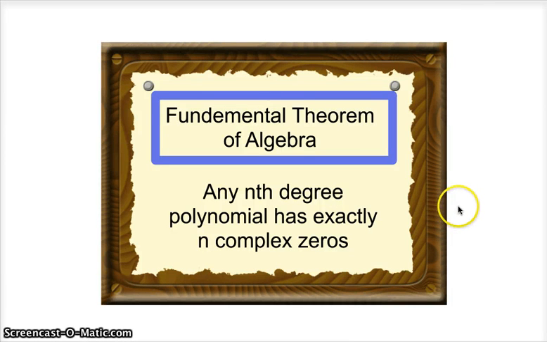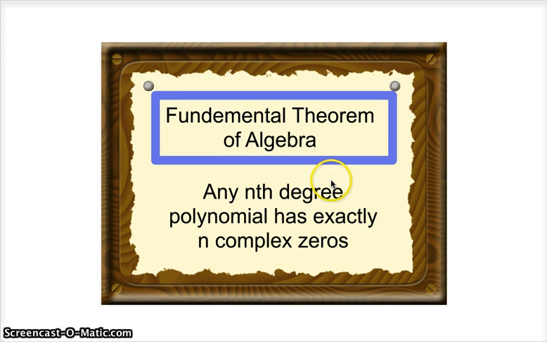This video is to help you understand the fundamental theorem of algebra. We've been studying polynomials, and polynomials, remember, have zeros, and the fundamental theorem of algebra basically deals with those zeros. It says that whatever degree your polynomial may be, any nth degree polynomial has exactly n complex zeros.